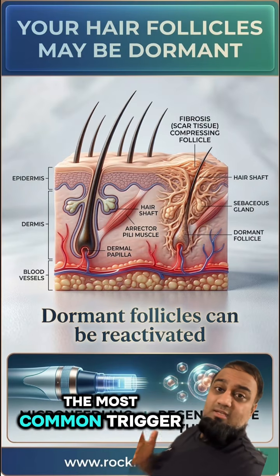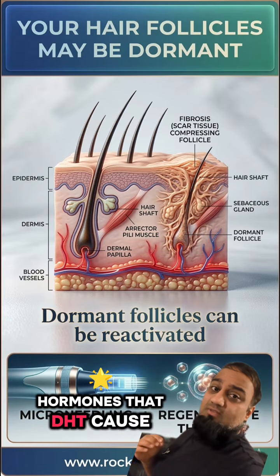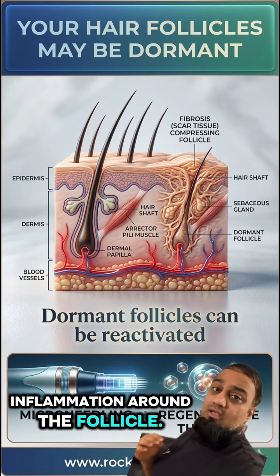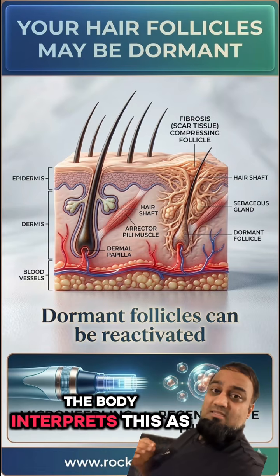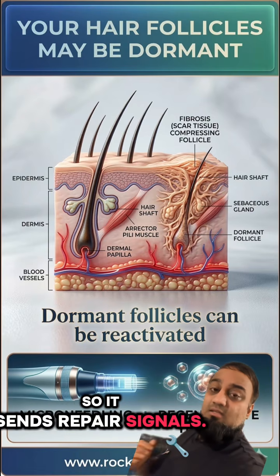The most common trigger is androgenetic hair loss. Hormones like DHT cause inflammation around the follicle. The body interprets this as damage, so it sends repair signals.